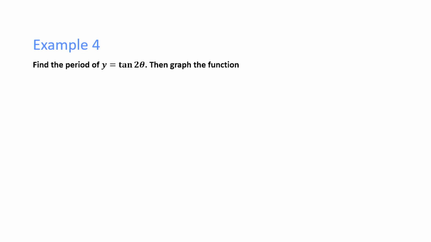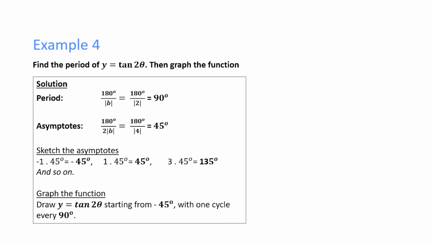Let's take a look at an example. Find the period of y equals tan 2 theta, then graph the function. The period will be 180 degrees divided by the absolute value of 2, as we have in the function here, a tan b theta, and 180 degrees divided by 2 is 90 degrees. The asymptotes will be 180 degrees divided by 2 times the absolute value of b, which in this case is 4, so the asymptotes will be every 45 degrees.